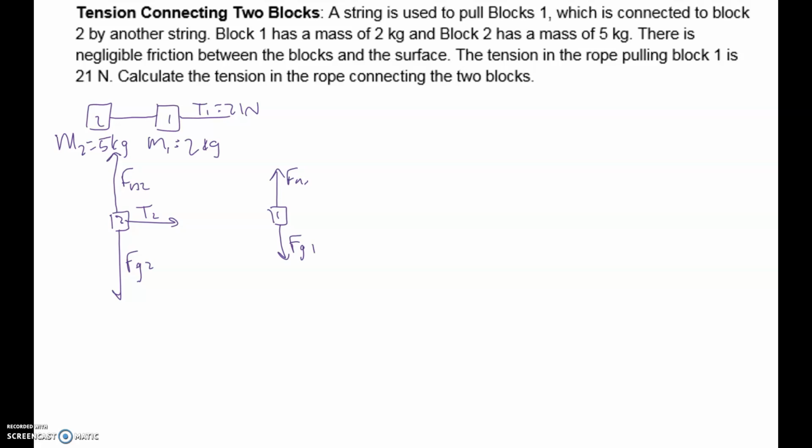Other forces. Well, let's see. There are two strings acting on block 1. We've got one string acting to the left, connecting to the other block. That's tension 2, right? It's the same string, so it's the same tension. I drew that equal and opposite to the tension 2 acting on block 2. This is actually a Newton's third law pair. Then we've got the other string, the 21 newton force. So that's T1.